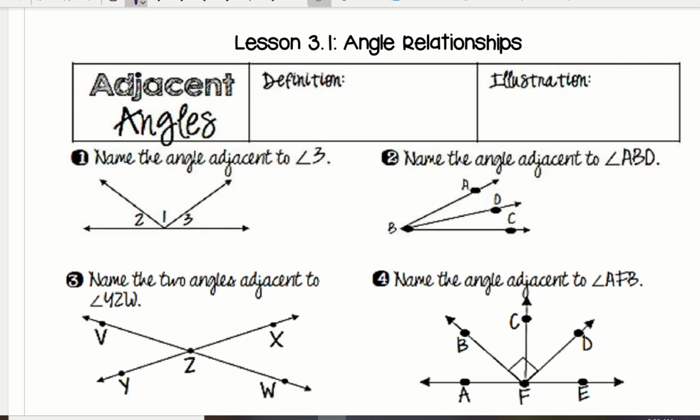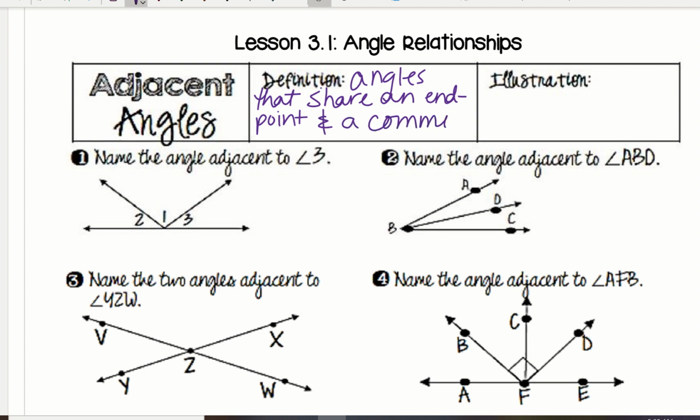Okay, so adjacent angles. Adjacent angles are angles that share an endpoint and a common ray. I guess I should have said a vertex. Endpoint, vertex. Remember, that's kind of interchangeable in an angle.